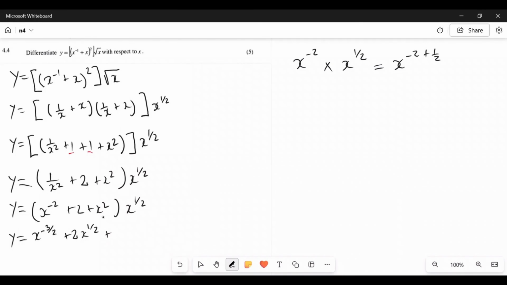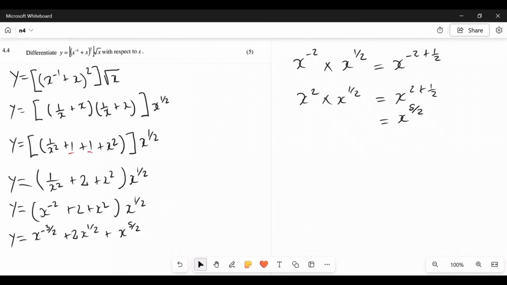And then we do the last term here. We have x squared multiplied by x to the power of 1 over 2. Again, let's do it here. X squared multiplied by x to the power of 1 over 2. Remember, the bases are the same. The exponent must add. So we have x to the power of 2 plus half. So this here is going to give us x to the power of 5 over 2. So we're going to write x to the power of 5 over 2.